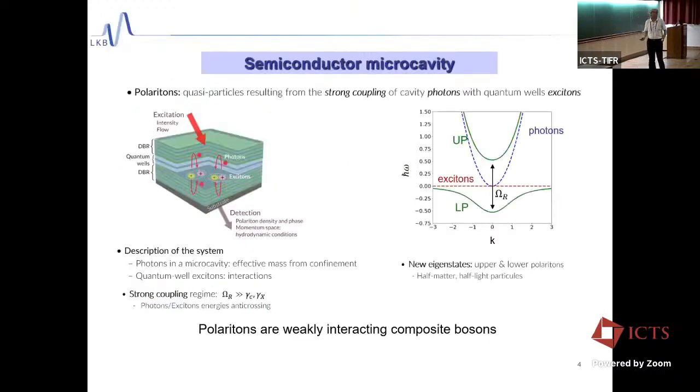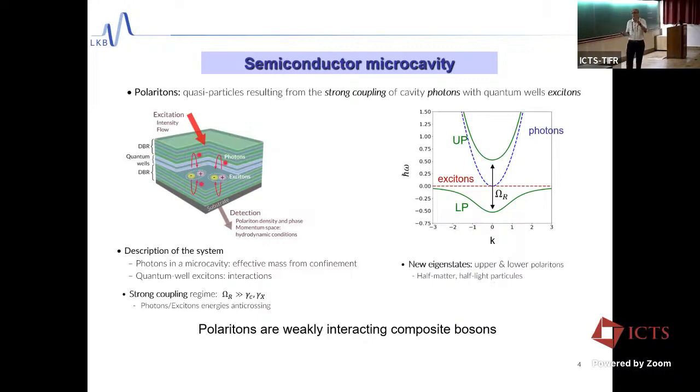Let's start with polaritons. The system that we are investigating is a semiconductor microcavity. We have a quantum well between two Bragg mirrors. This system is equivalent to a Fabry-Perot cavity of very high finesse. Polaritons are quasi-particles, half light, half matter, that come from the strong coupling between excitons and photons in a microcavity.